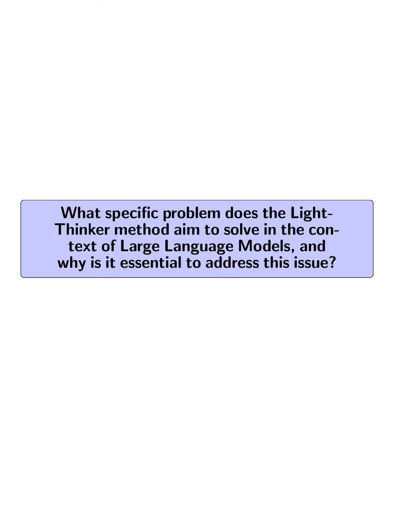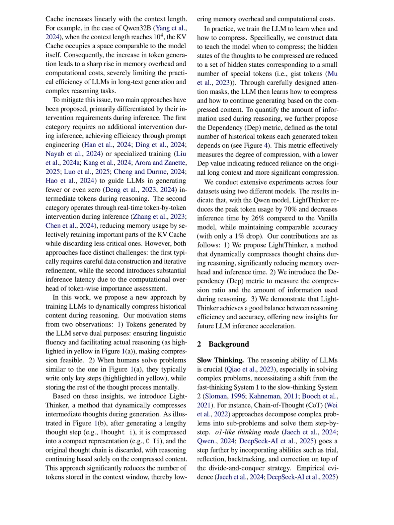What specific problem does the LightThinker method aim to solve in the context of large language models, and why is it essential to address this issue? The LightThinker method aims to solve the problem of excessive memory overhead and computational costs associated with token generation in large language models, LLMs, during complex reasoning tasks.